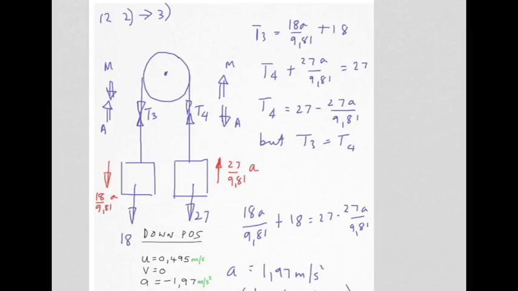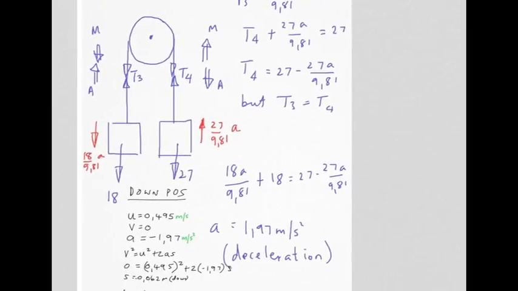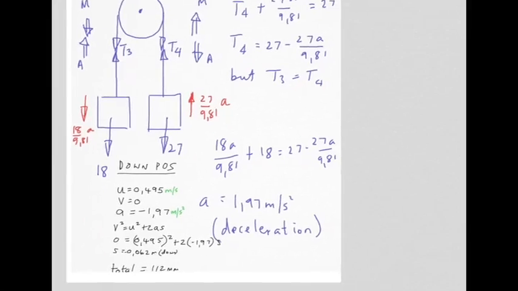So once again we can equate this to this, and we find that the acceleration is 1.97 meters per second squared. You won't necessarily get a negative sign because you have already by inspection decided on the direction of acceleration, so you're just getting a value. We know it to be deceleration.